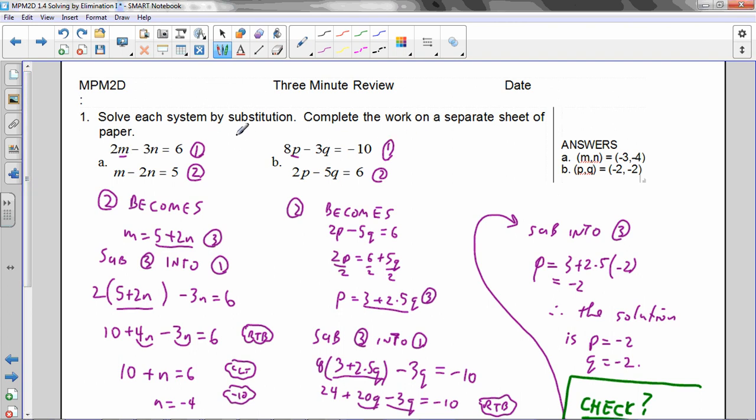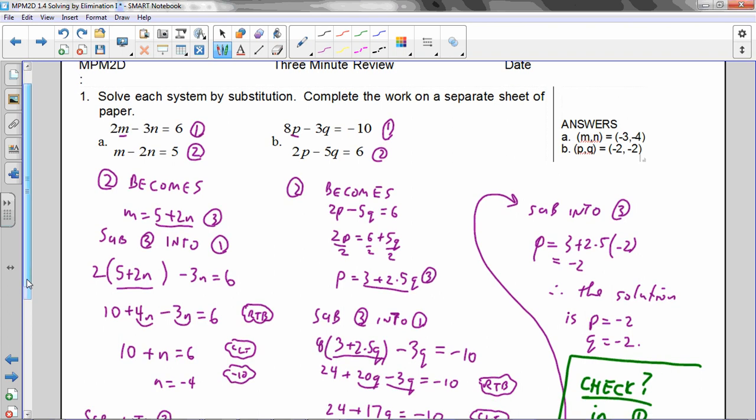This is just a review of yesterday's stuff. We're solving each system by substitution, and the idea is, sometimes we're going to have to solve for one variable, so we get m equals some other expression. I just moved the 2n to the other side. It became a positive. And then once I get m equals some expression, I can sub that whole expression into the other equation. Here, I subbed this rearranged equation into equation 1, and then I end up with an equation with one variable, n.